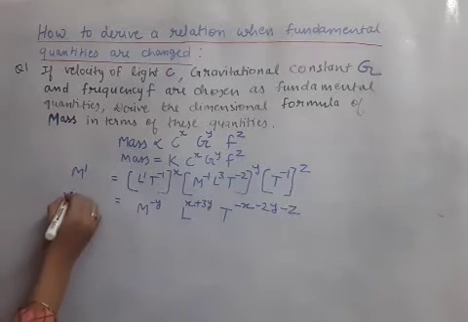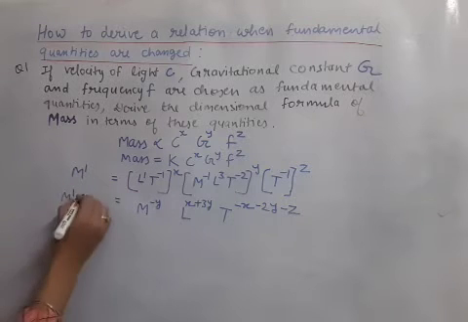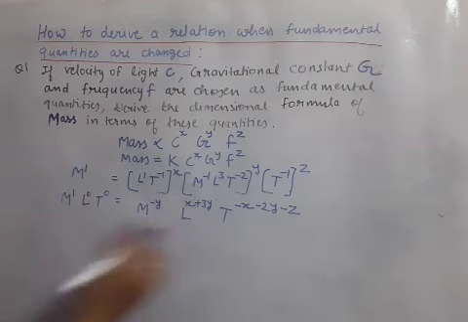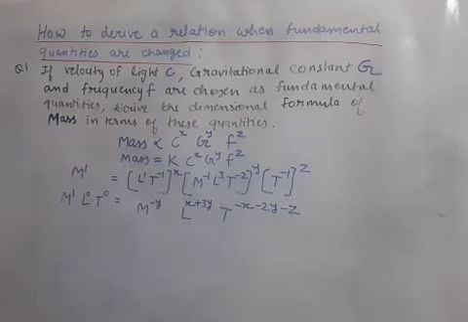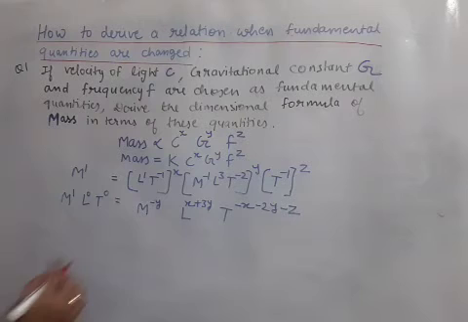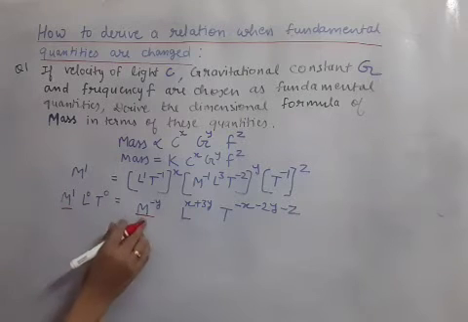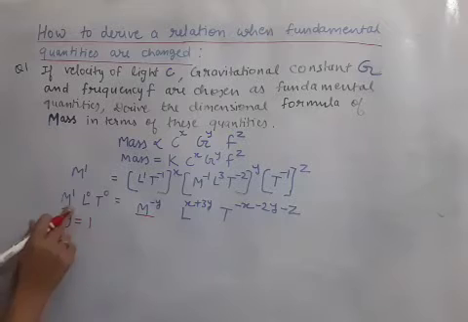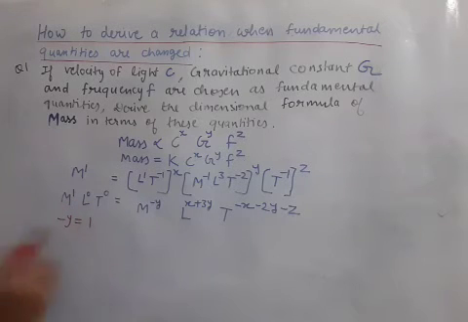Now here only M power 1 is there. So what to do? We have to write L^0 and T^0, so that we can compare the powers. Then our next step remains that we have to compare the powers: M power with M power, L power with L power and T power with T power. Let us compare. M power is minus y here, M power 1 here. That means minus y equal to 1. The first equation is prepared: minus y equal to 1.